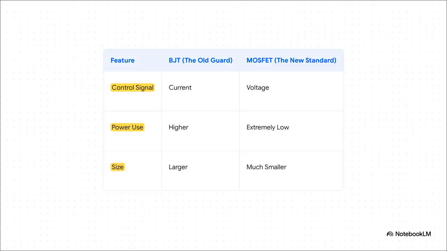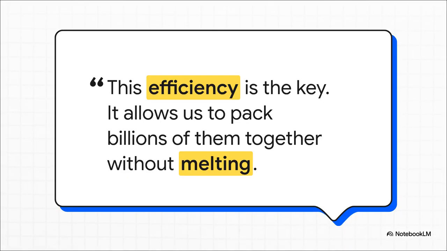And this table right here breaks down the whole story. See, the old BJT is controlled by current. That means it's constantly sipping power just to stay on. But the MOSFET, it's controlled by voltage. Think of it like just putting your finger on the faucet knob to hold it in place. It takes almost zero energy. And that one difference is a total game changer. It means the MOSFET uses way less power and can be shrunk down to incredible sizes. That efficiency really is the whole ball game.